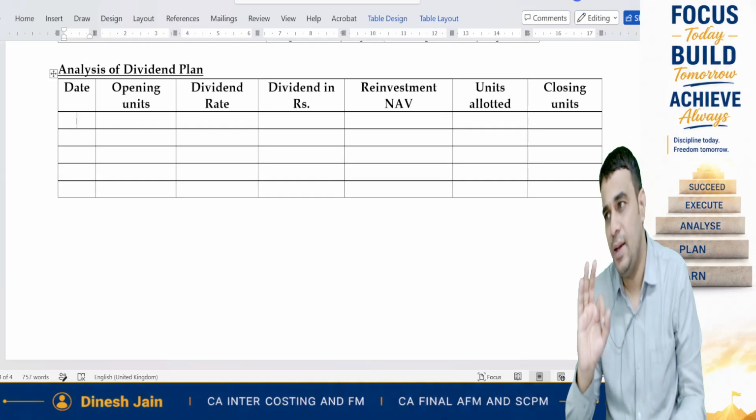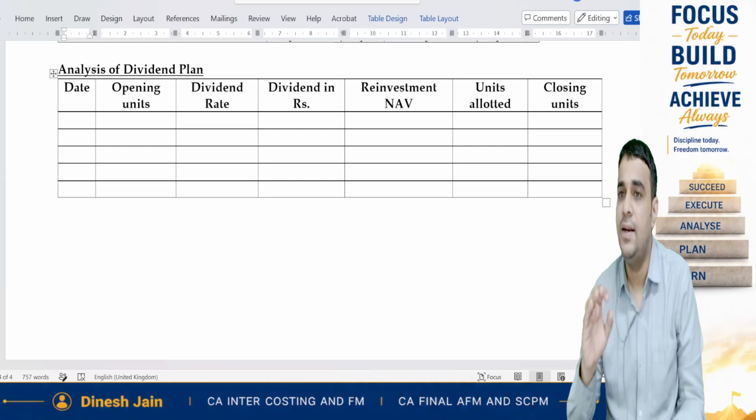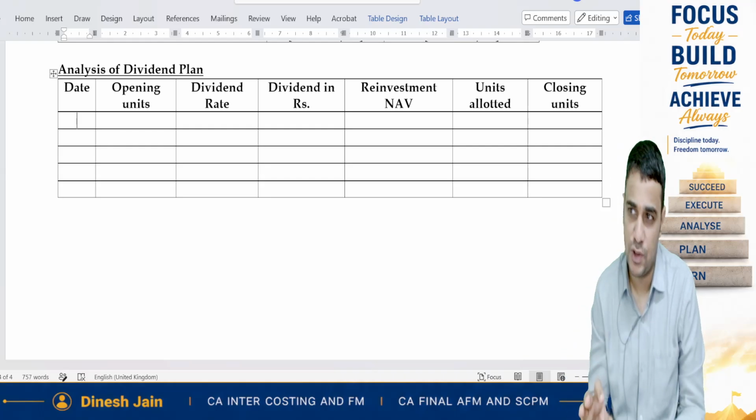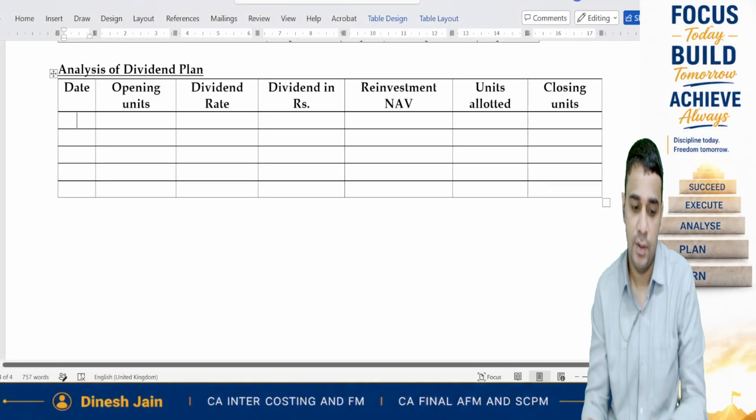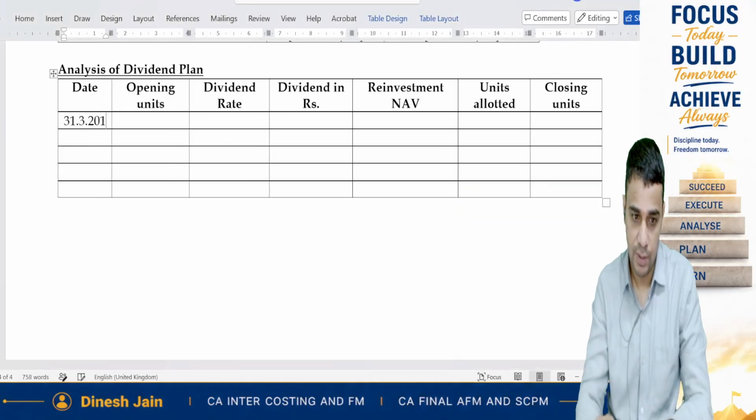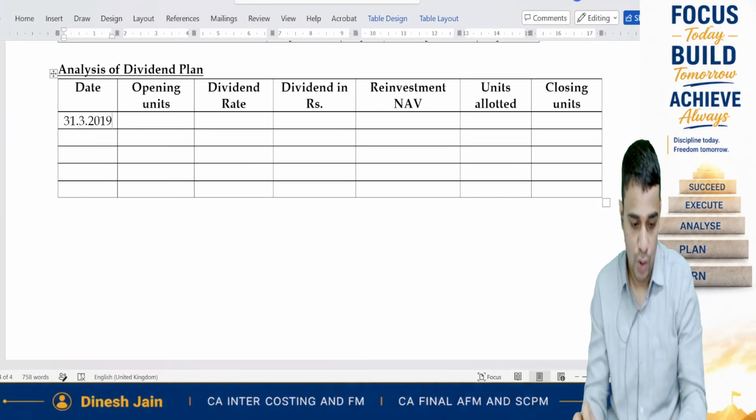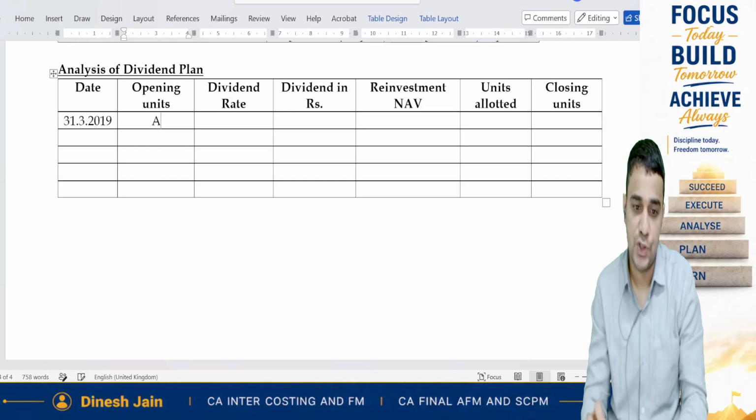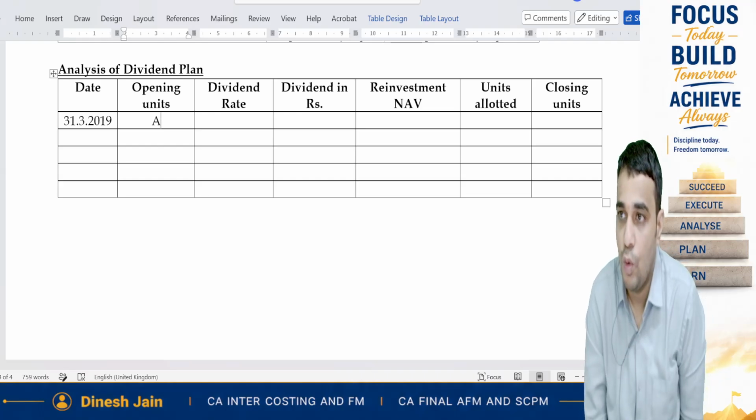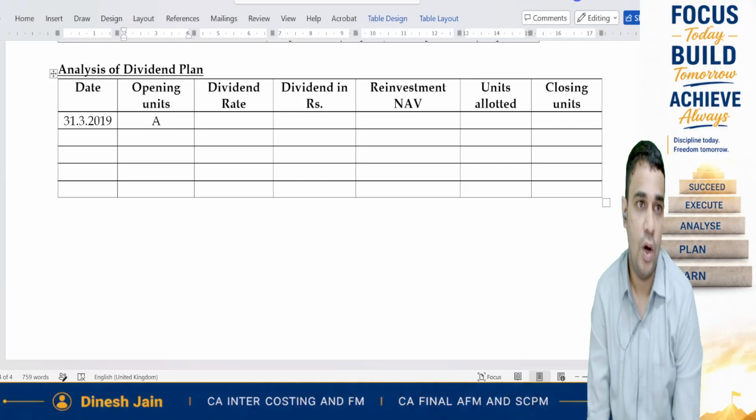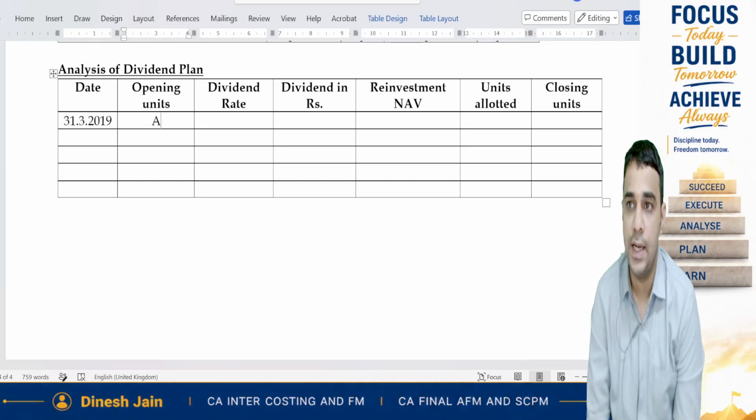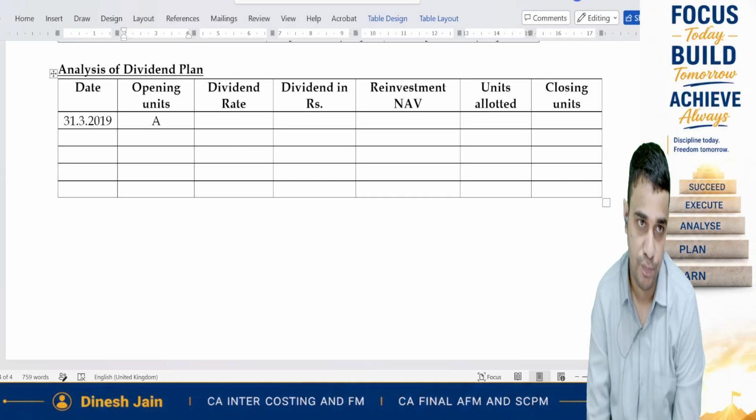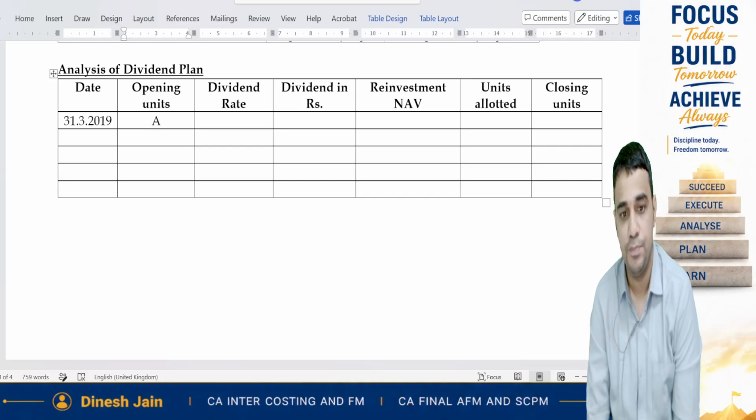There were totally 3 dividends paid. We will write the dividends in the reverse order to do the reverse calculation. Forward order is also possible, but we'll write it in the reverse order. When was the last dividend paid? 1st March 2019. On this day, the opening units is assumed as A. Any alphabet you can assume.